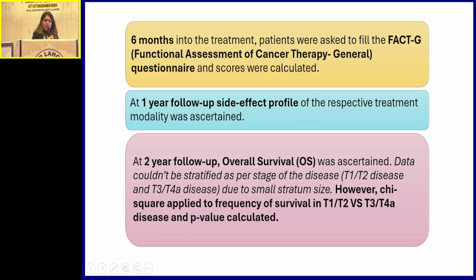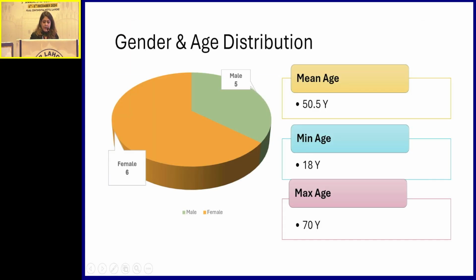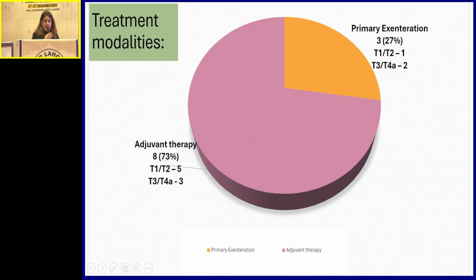At 1 year, we noted the side effect profile, and we followed each patient for 2 years to calculate the overall survival. We tried to stratify the disease into T1, T2 strata and T3, T4A strata. However, proper stratification was not possible because of the small size of one of the strata. We did apply chi-square to calculate if the results were significant. The mean age of our patients was 50.5 years, with a maximum of 70 years and a minimum of 18 years.